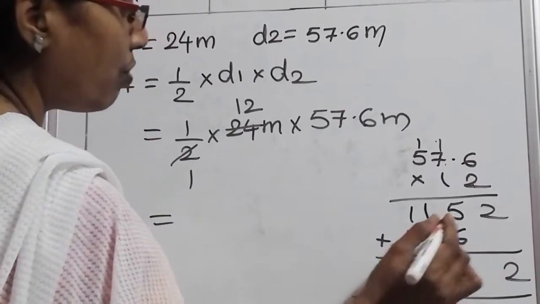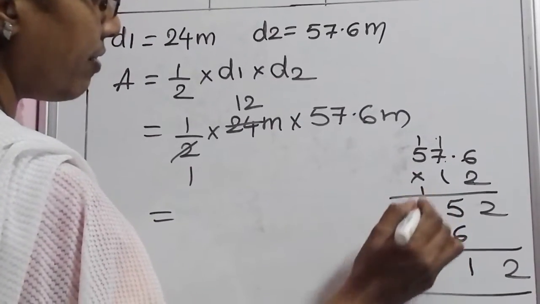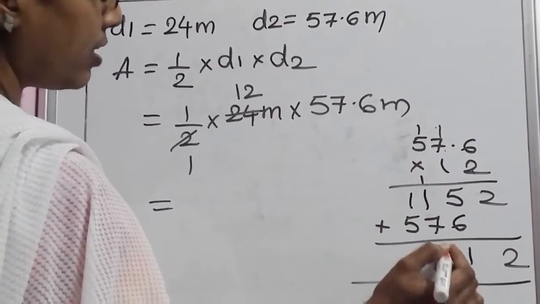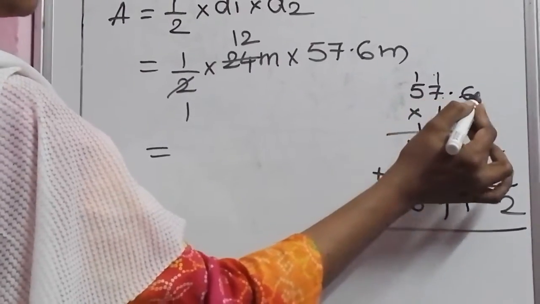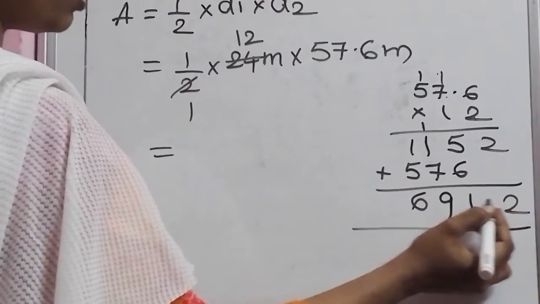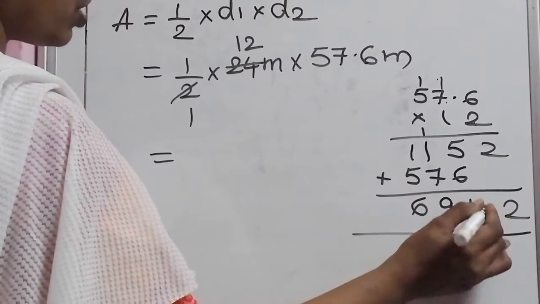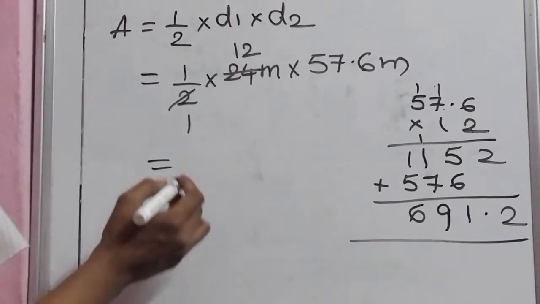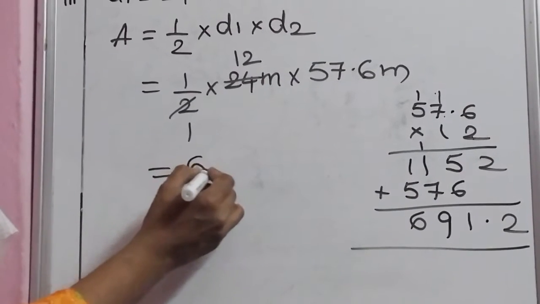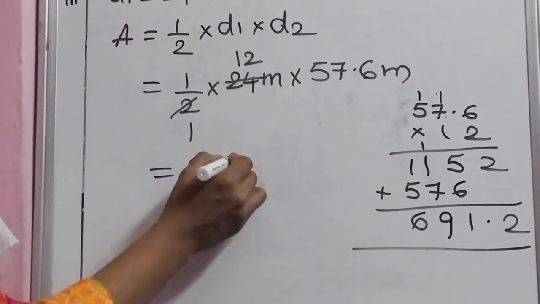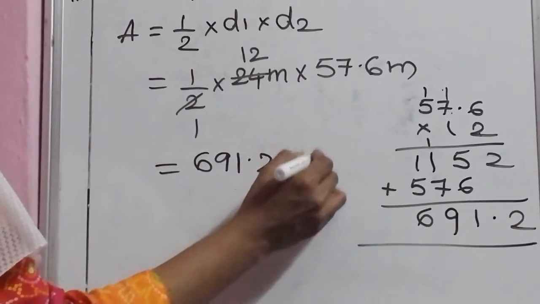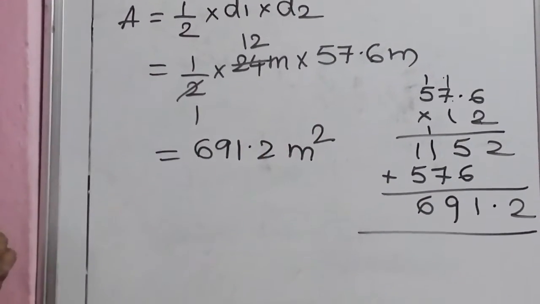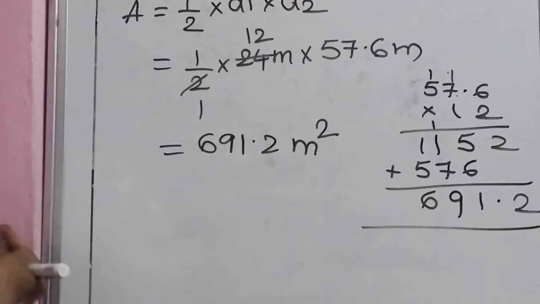This is 2. 5 plus 6 is 11. 8, 9. This is 6. So one digit after the point is there. So from the last, count 1 digit and keep the point. So you got the area as 691.2 square meters.